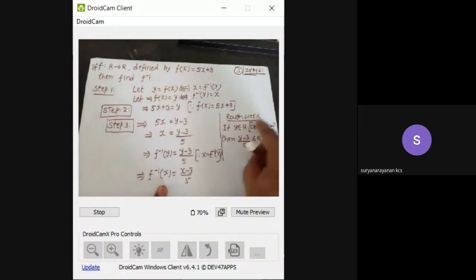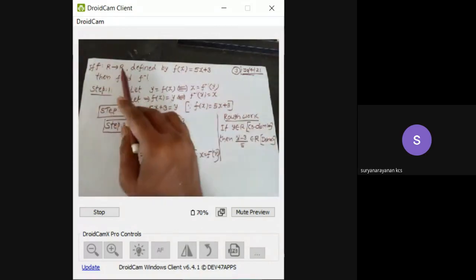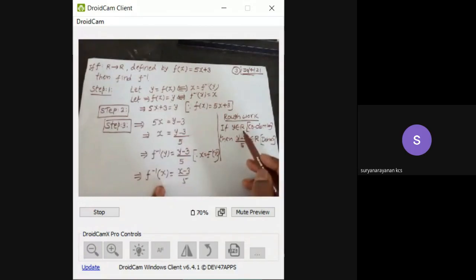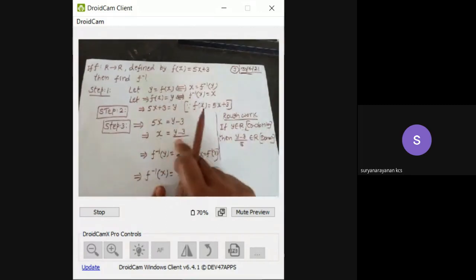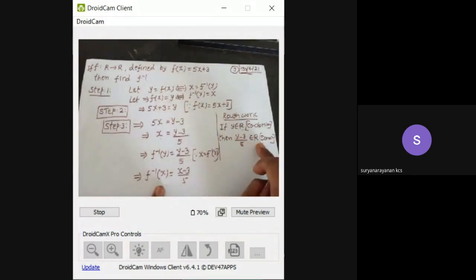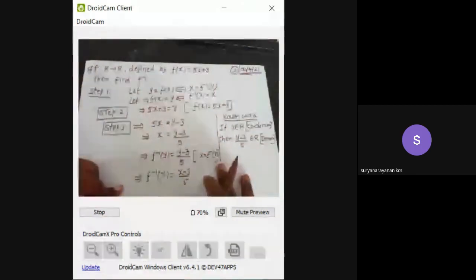In the rough work, we have to check that if y belongs to R, it means we are taking y from the codomain. What is the codomain here? The set of real numbers. So we have taken y belongs to R, which means it is a real number. If y is a real number, then (y minus 3) by 5, the entire number, is also a real number. This is nothing but x. x is a real number. It lies in the domain.